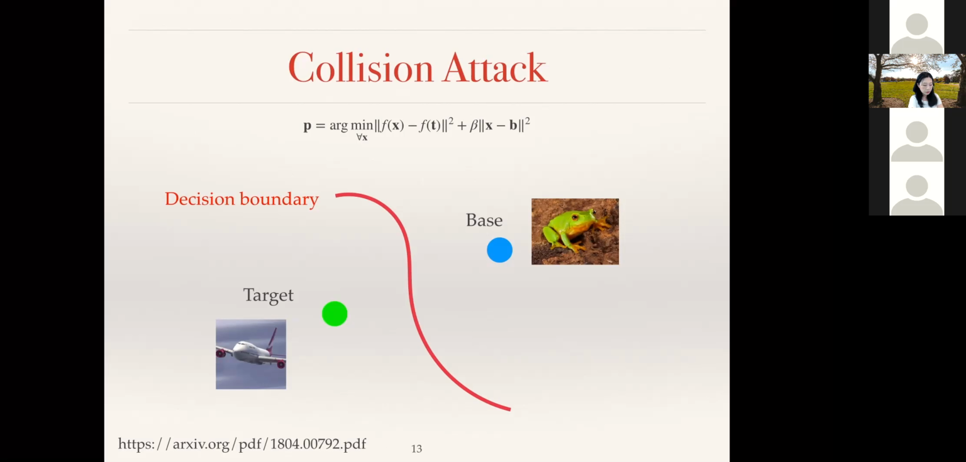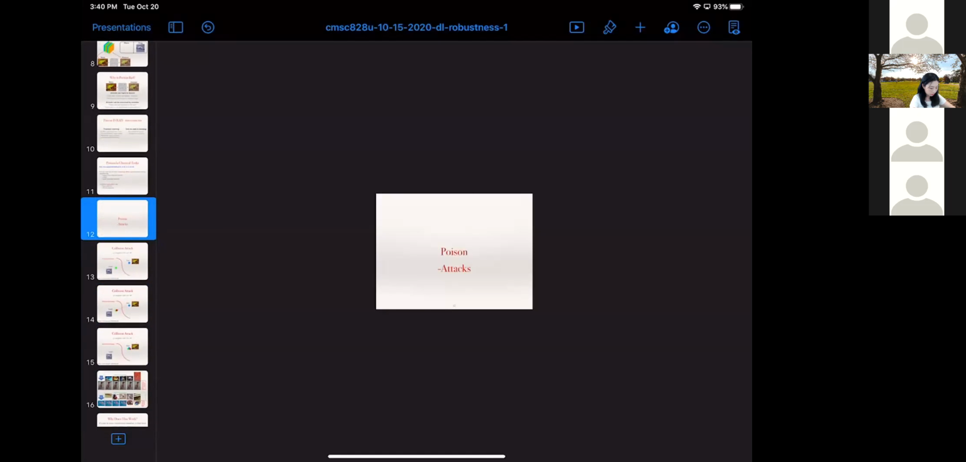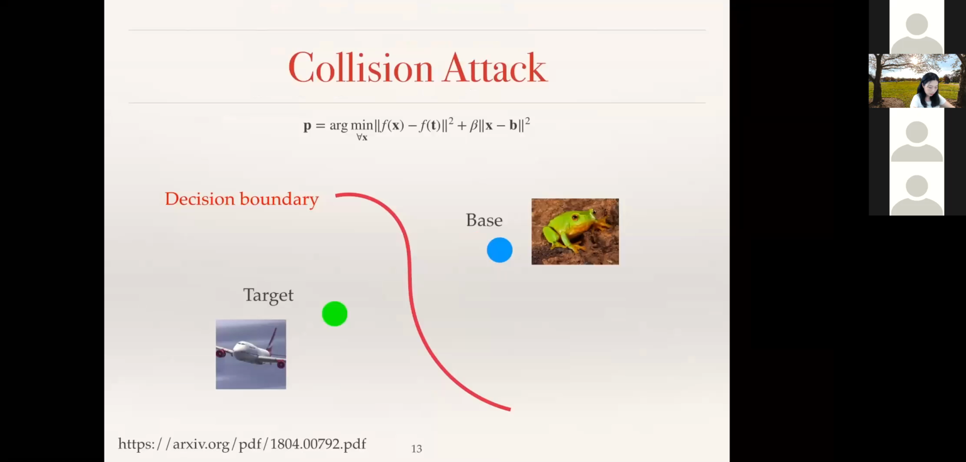because it encodes high-level semantic features. Because f could be a neural network, due to the high complexity and nonlinearity of f, it is possible that you can find such an x that collides with the target in the feature space.